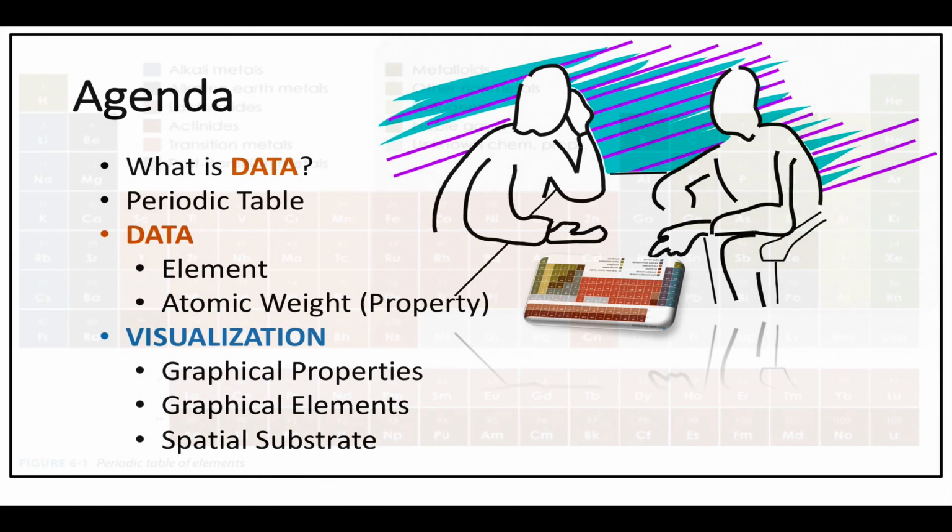The agenda. We're going to talk about what exactly is data. We hear it all the time, but what is it? We're going to use a periodic table of elements to visualize what is data. Data consists of elements and properties. Visualization, we're going to talk about graphical properties of the visualization, graphical elements of the visualization, and what is a spatial substrate for the visualization.